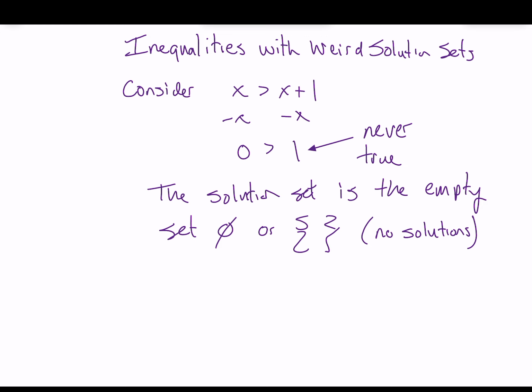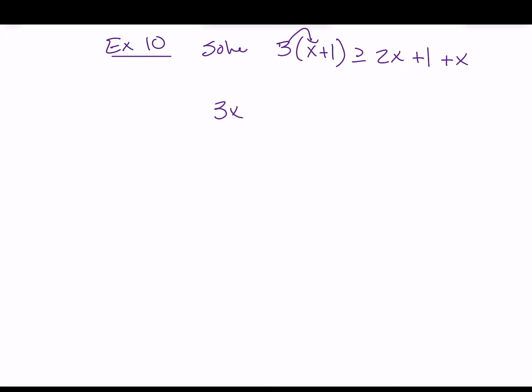Let's try one more example of an inequality with a weird solution set. Example 10. We want to solve 3 times the quantity x plus 1 greater than or equal to 2x plus 1 plus x. Well, if we distribute on the left-hand side, we get 3 times x, which is 3x, and 3 times 1, which is plus 3, greater than or equal to 2x plus x is 3x plus 1. We can subtract 3x from both sides, and we get that 3 is greater than or equal to 1.